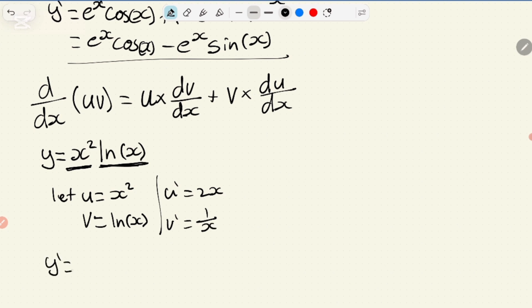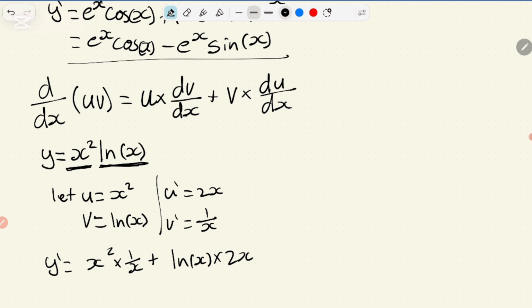So y dash equals u, x squared, and then we have the derivative of v with respect to x. This is our v, and we differentiate it with respect to x. So that's our v dash, so times 1 over x. Now plus our v, ln of x, multiplied by the derivative of u with respect to x, and that's what we got here, so times 2x.